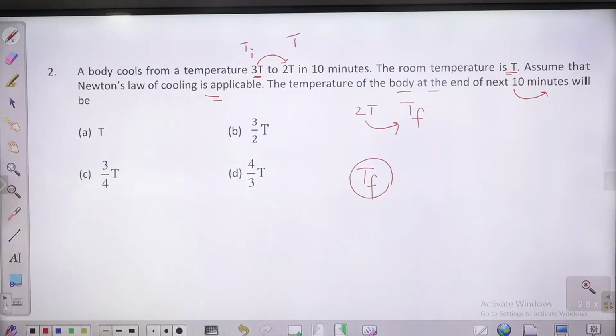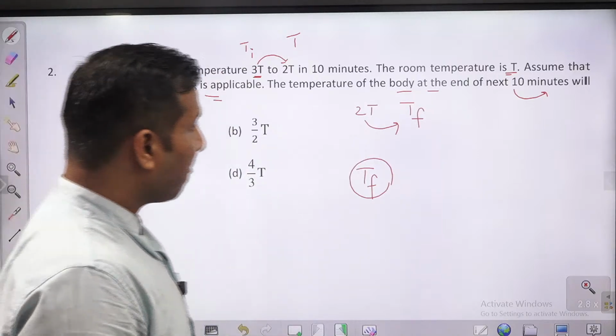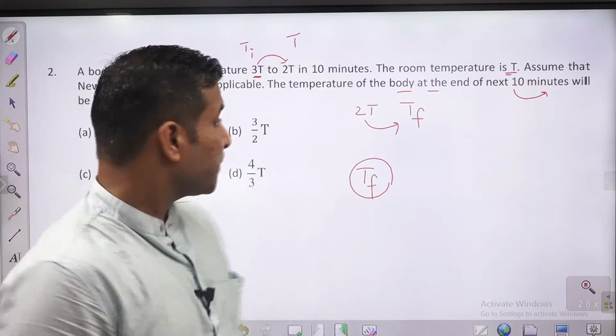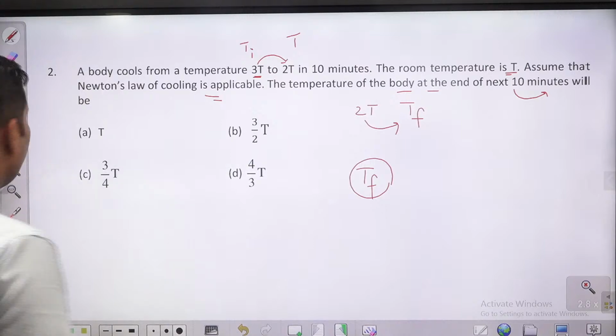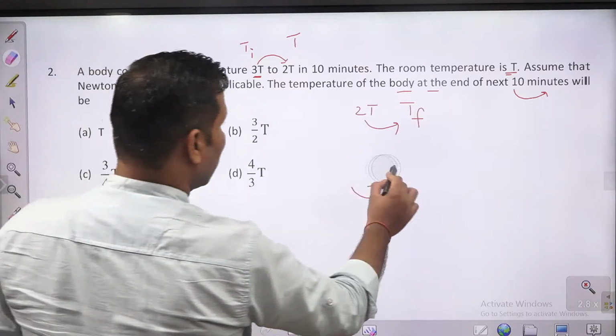So how to solve this question, guys? How will you solve this question? Very different question, guys. So how to solve this? You know, whenever we carry out Newtonian heating or cooling, we can use this formula.